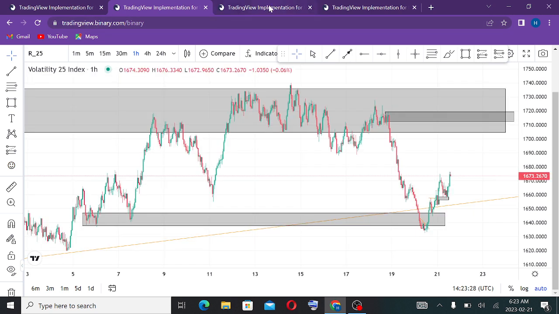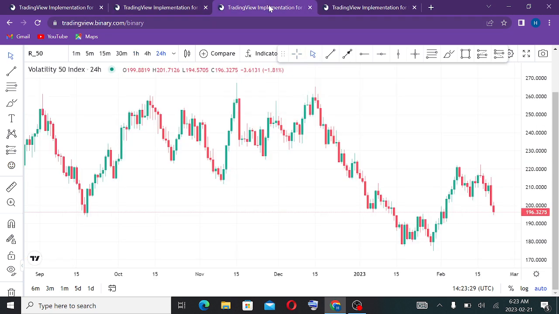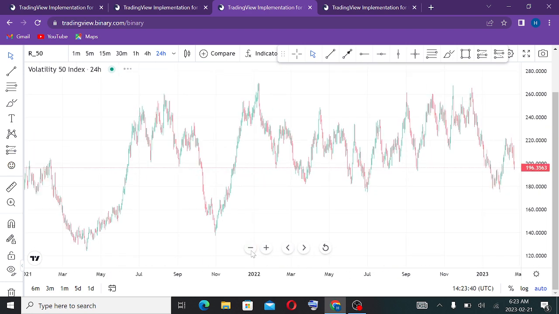Then we have this. So this is our volatility 50. We are currently on a range. For those who don't know what a range is, it's when the market consistently moves up and down within a particular area. So this is the range.